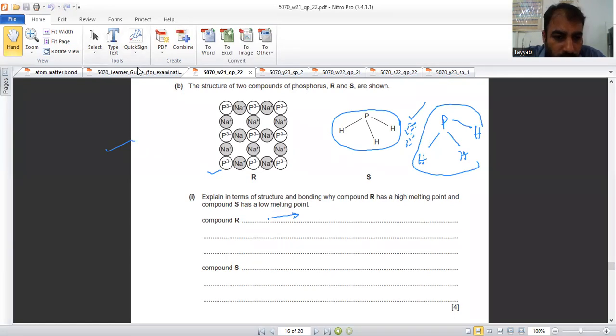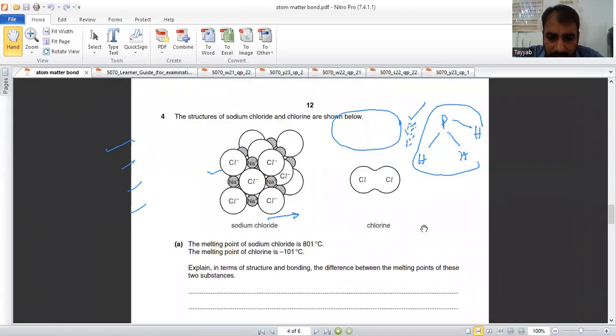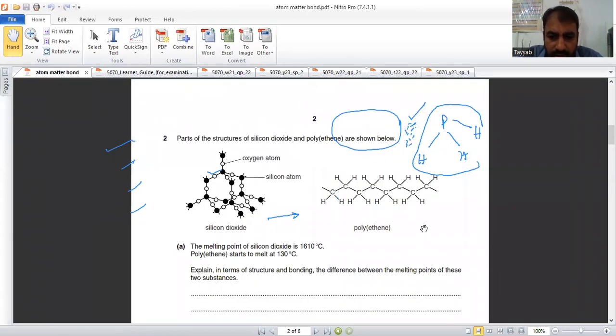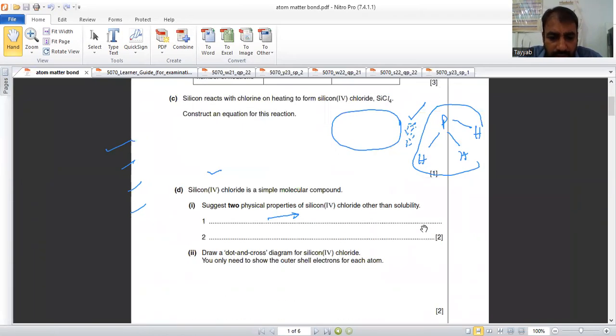Hope you are very much clear about this. Again, I would like to move toward the revision checklist. Hope you are all clear with this ionic. Now next is the dot and cross diagram. I will check if there is a dot and cross diagram asked in any exam paper. Otherwise, I will help you.